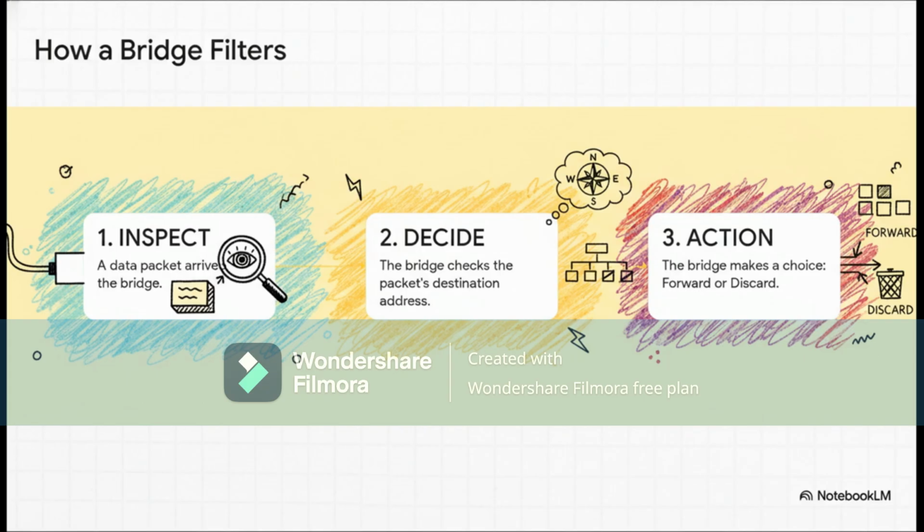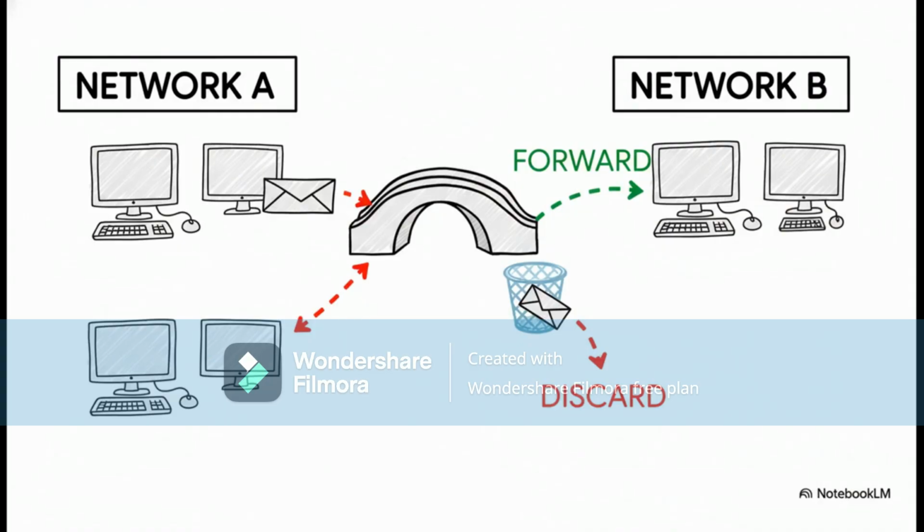Step 1, inspect. A data packet shows up at the bridge. Step 2, decide. The bridge takes a peek inside the packet and checks the destination address. It's basically asking, hey, where are you trying to go? And finally, step 3, action. Based on that address, the bridge makes its move. So how does it make that final choice?